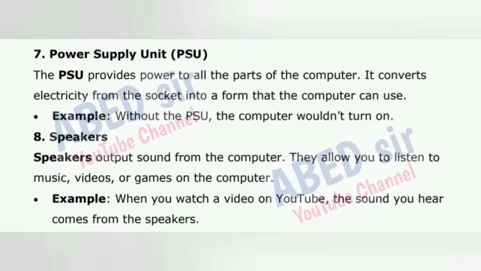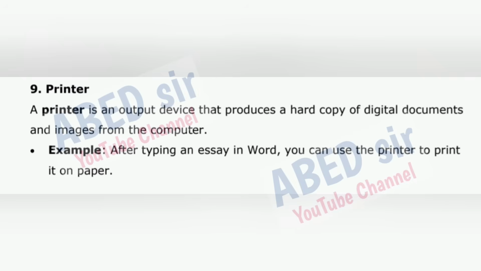8. Speakers. Speakers output sound from the computer. They allow you to listen to music, videos, or games on the computer. Example, when you watch a video on YouTube, the sound you hear comes from the speakers. 9. Printer. A printer is an output device that produces a hard copy of digital documents and images from the computer. Example, after typing an essay in Word, you can use the printer to print it on paper.